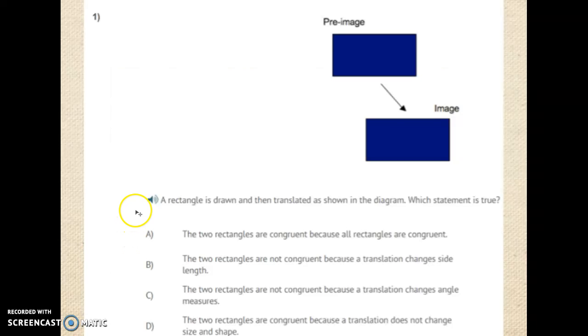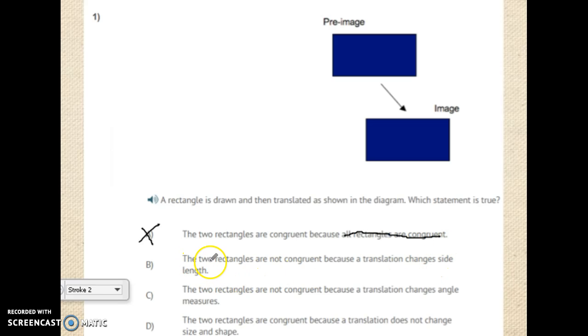Number 1. A rectangle is drawn and then translated as shown in the diagram. Which statement is true? A. Two rectangles are congruent because all rectangles are congruent. Okay, we all know that not all rectangles are congruent, so we're going to go ahead and mark that out because that is not true.